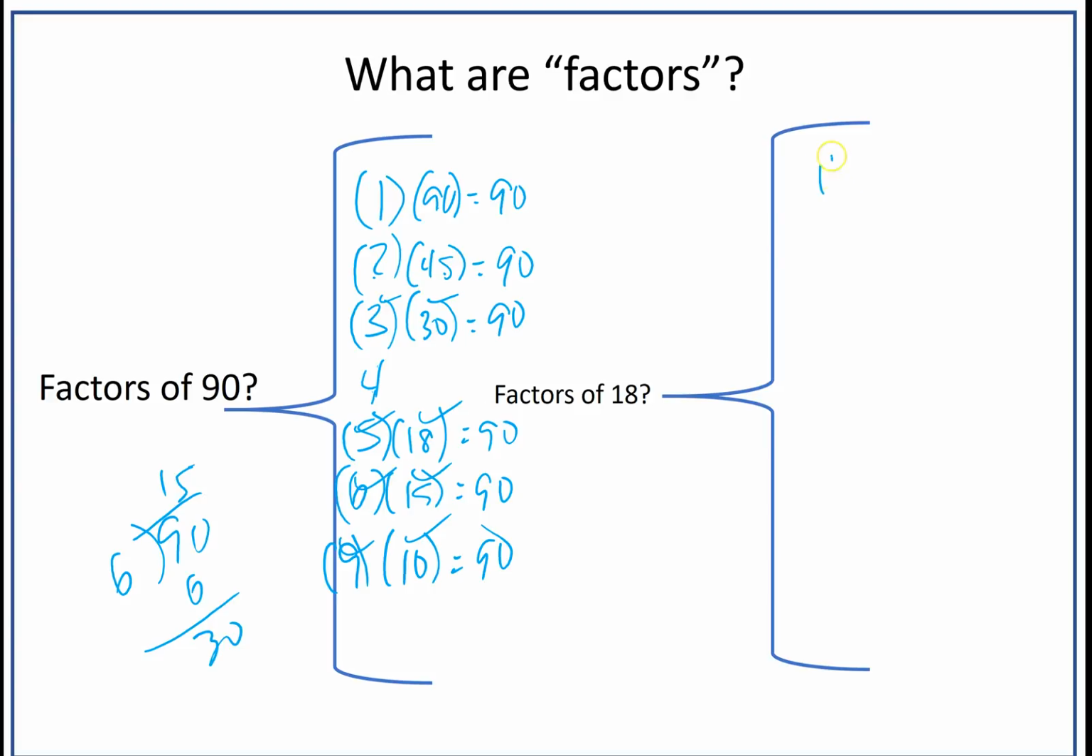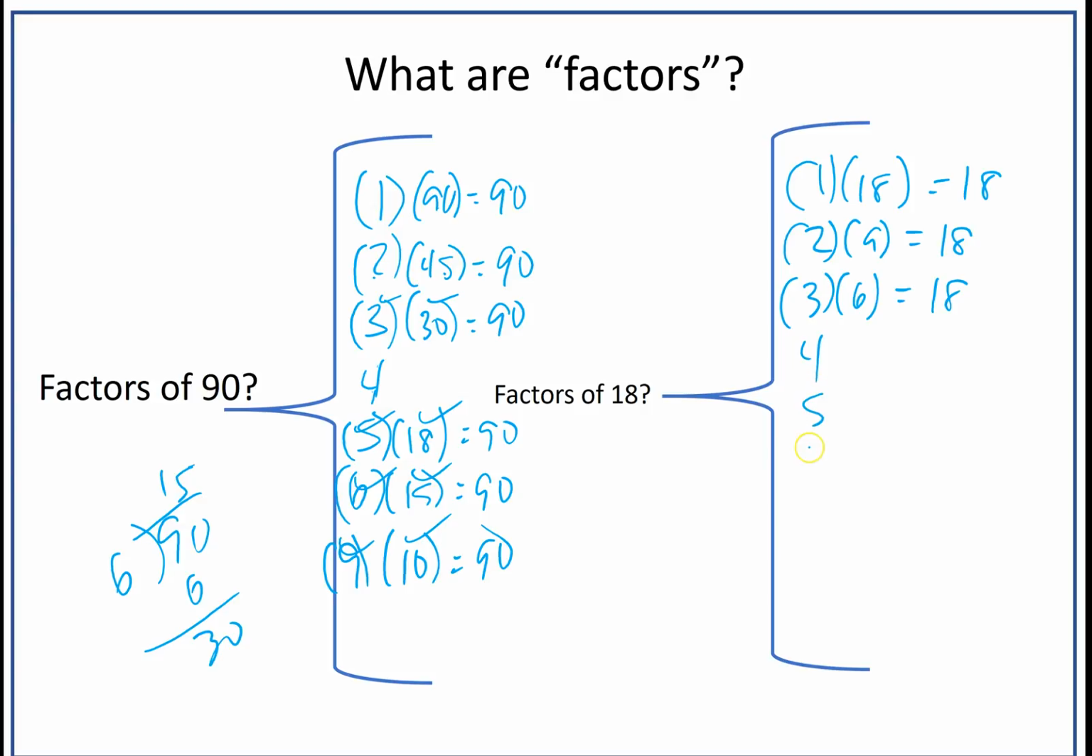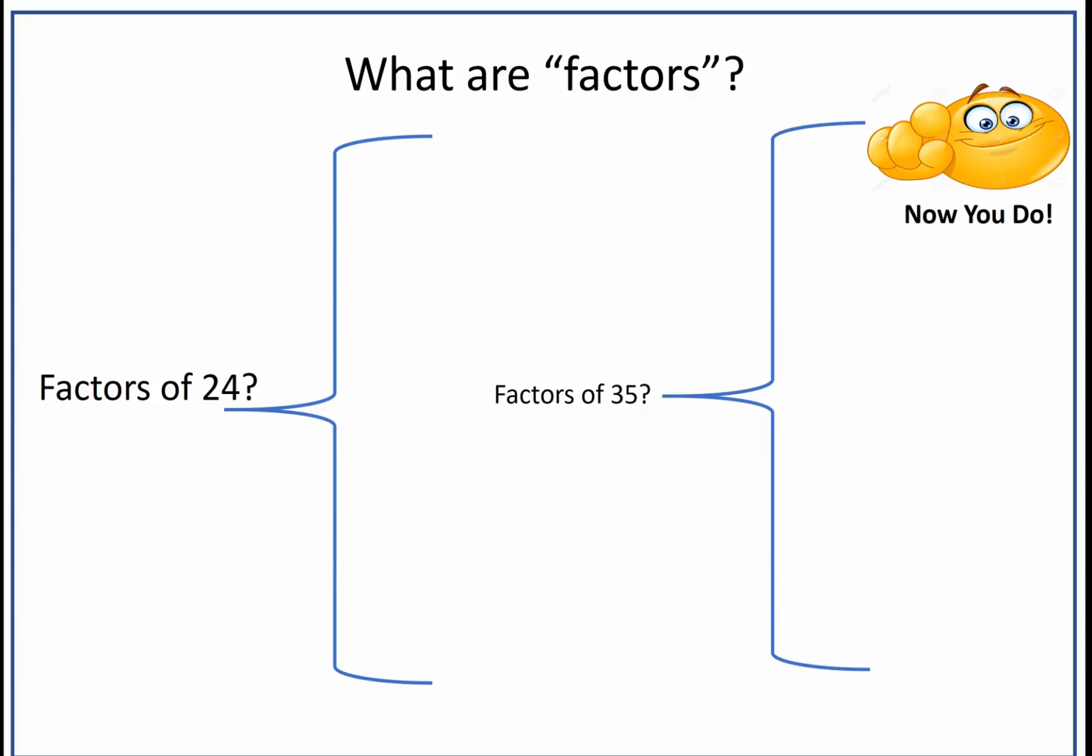Factors of 18. 1 times 18 is 18. 2 times 9 is 18. 3 times 6 is 18. 4, no. 5, no. We already used 6 times 3. 7, no. 8, no. And 9, we already used that one. Okay? So these are all factors of 18. So you go ahead and tell me what are the factors of 24 and the factors of 35.